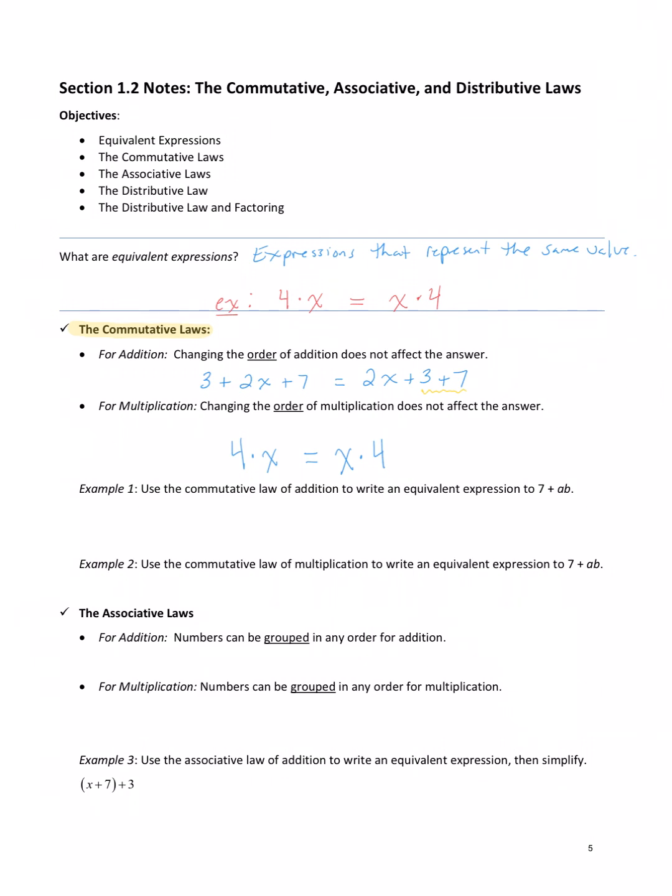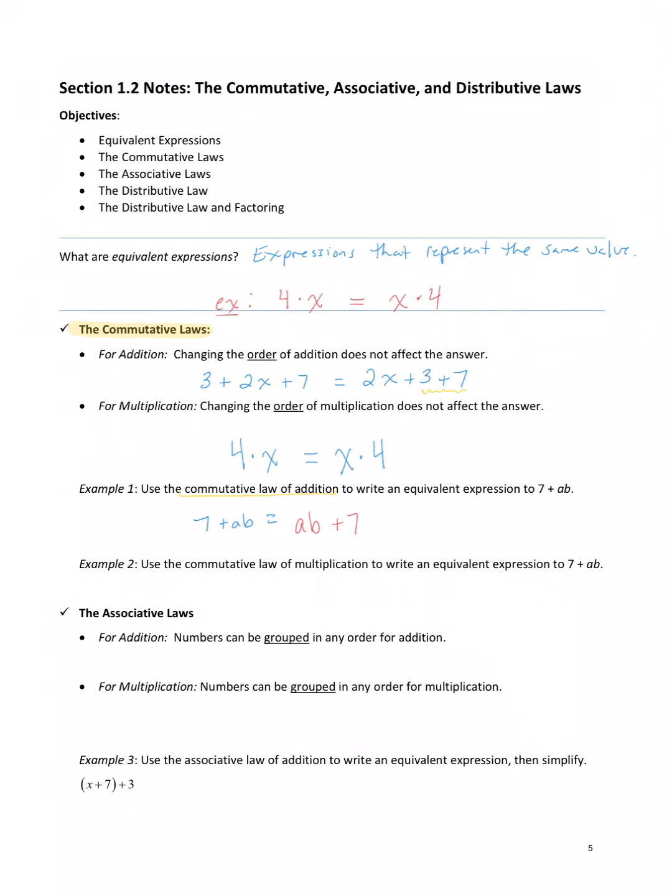So example 1 says use the commutative law of addition. So we have to use the commutative law of addition to write an equivalent expression to 7 plus AB. So we start with 7 plus AB. We have to ask ourselves, what are the two things being added here? Well, we have a 7 being added to an A plus B. So all we have to do is rewrite that using the different order, meaning we're going to have the AB first, and then we add the 7.